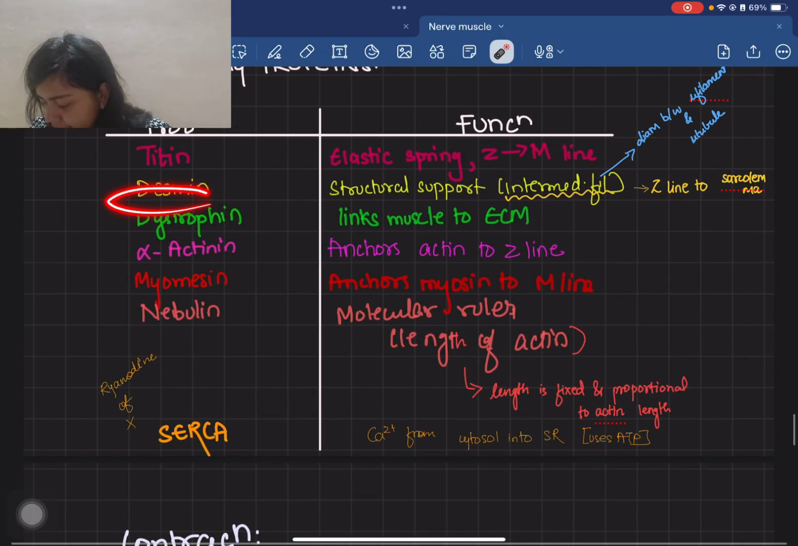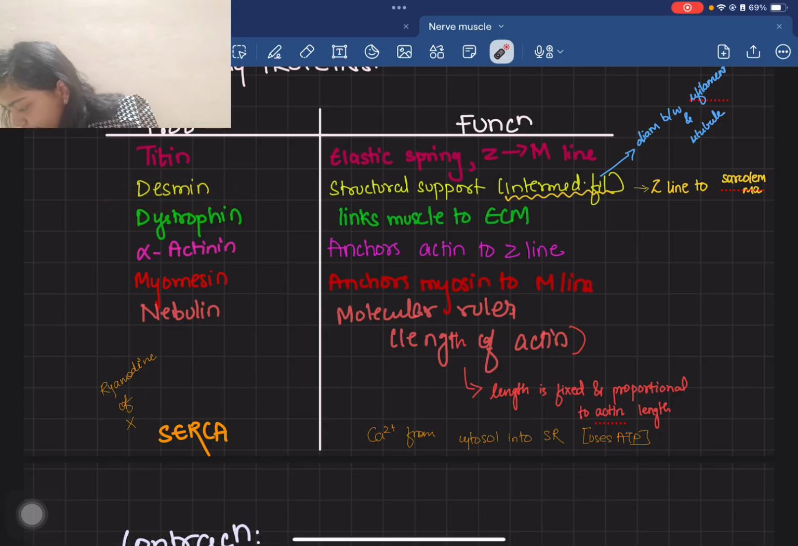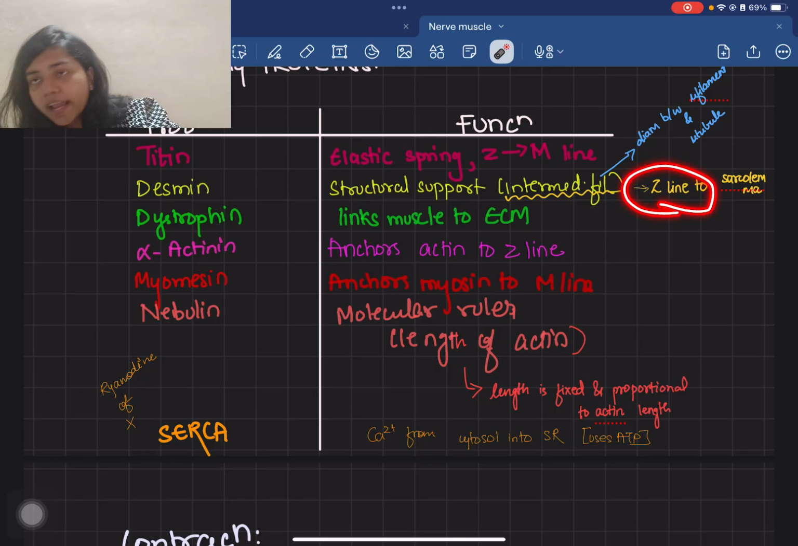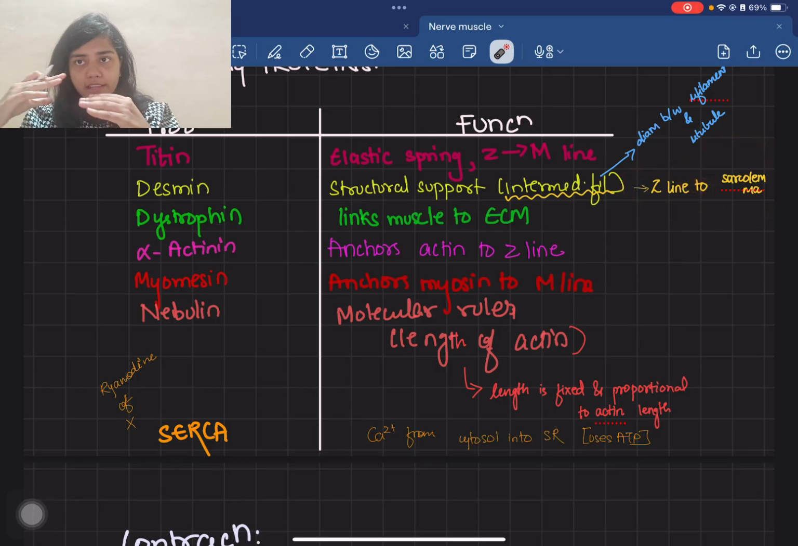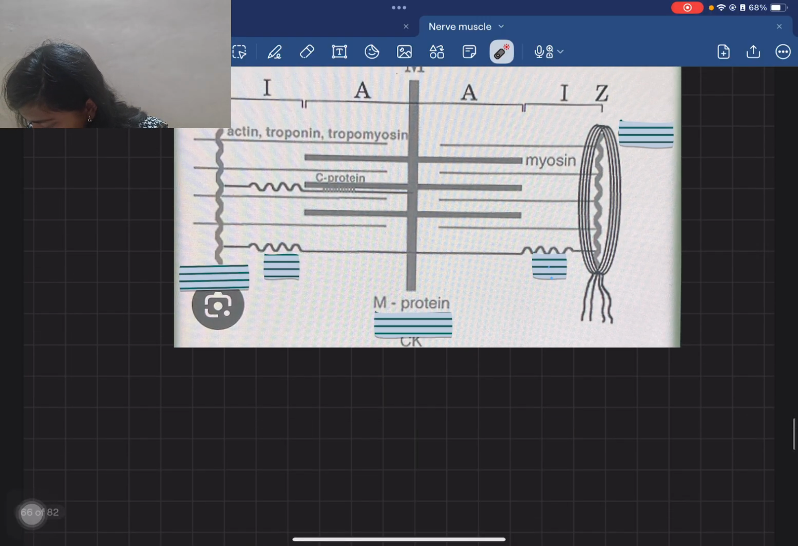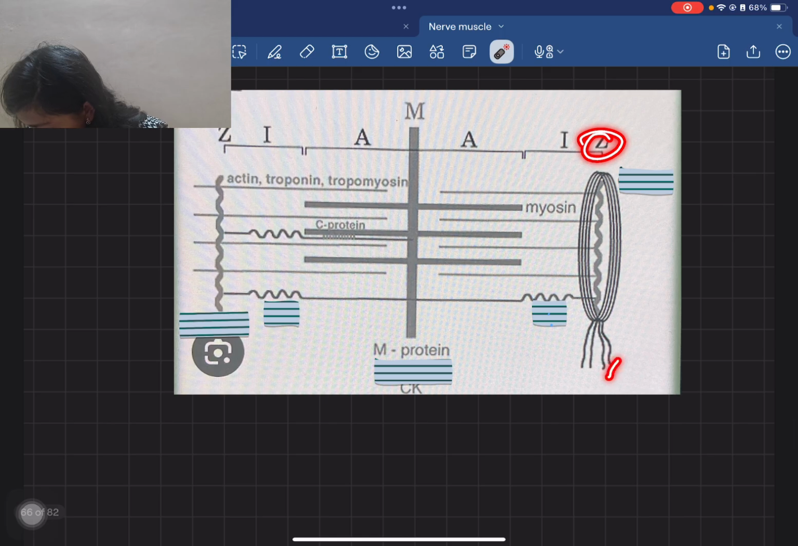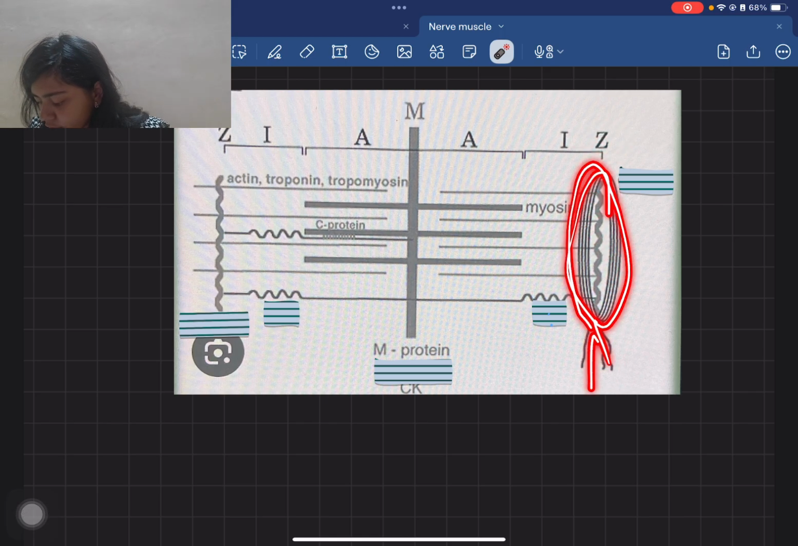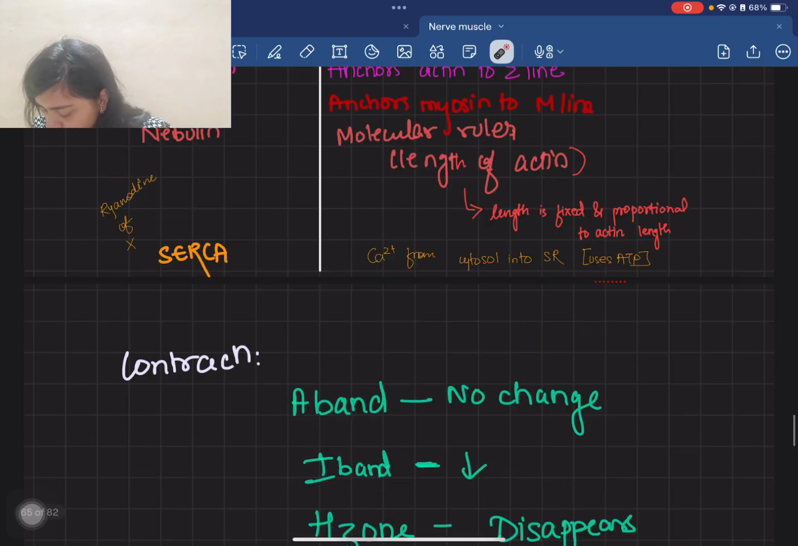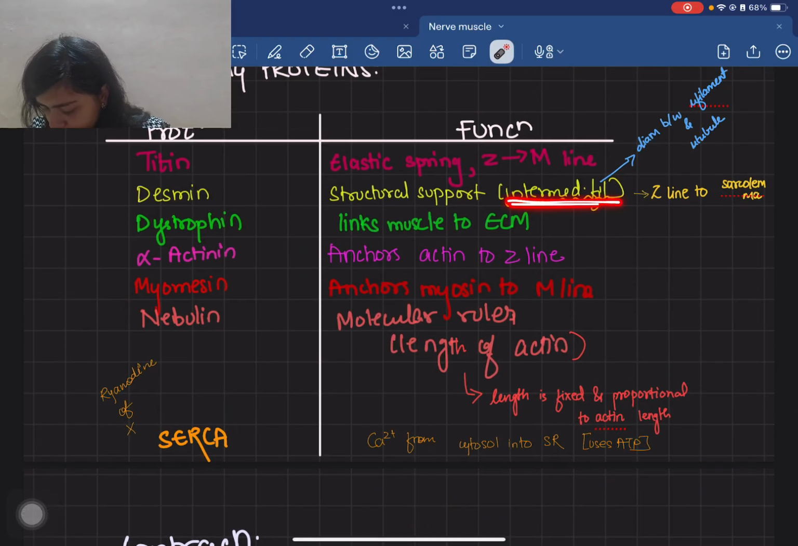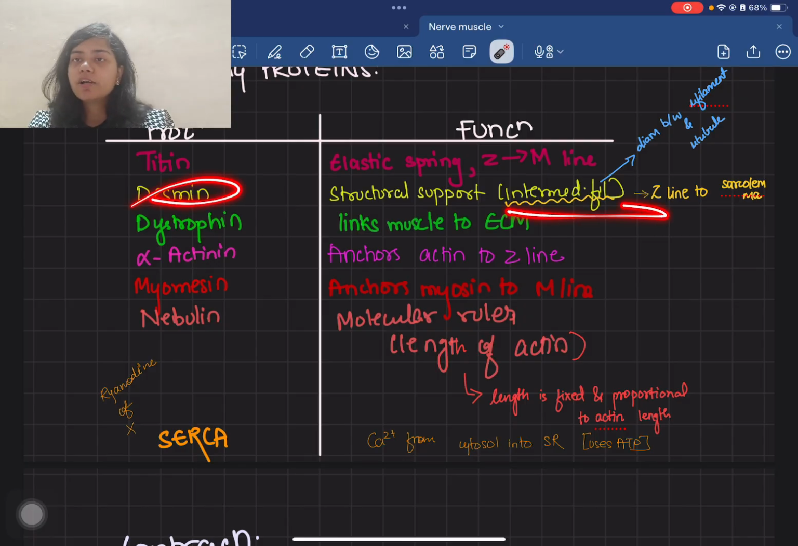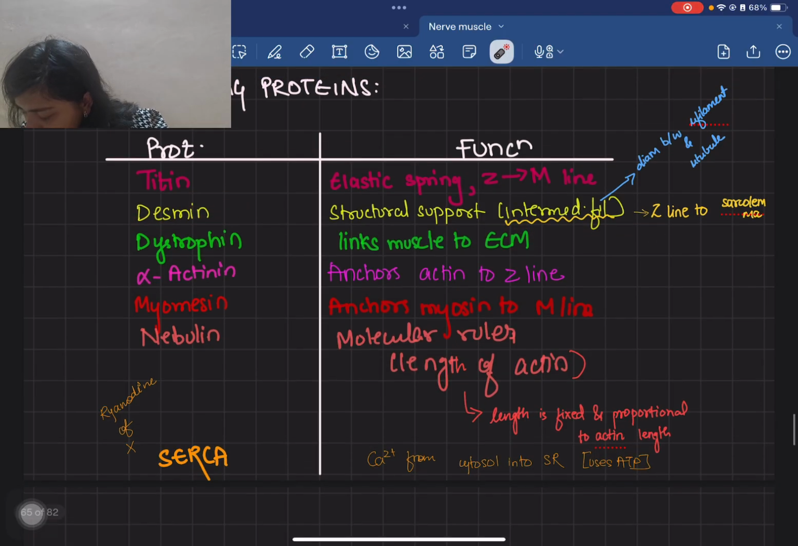Now then there is desmin. What is desmin? It gives structural support. Not that important, but where it connects from and to is what is important. It is going to connect the Z line to the sarcolemma. Sarcolemma means the membrane of the muscle cell, from the Z line. So that will be done by desmin. Suppose this is the Z line and this is the sarcolemma, then who is connecting them? This protein is connecting them. So this is your desmin. Okay, I'll reveal them, right? So desmin is an intermediate filament. Intermediate filament means its diameter is between a microfilament and a microtubule, right?